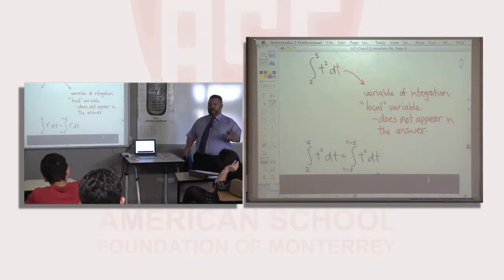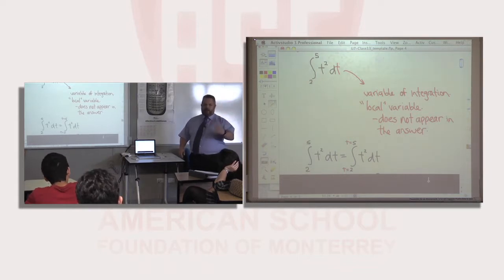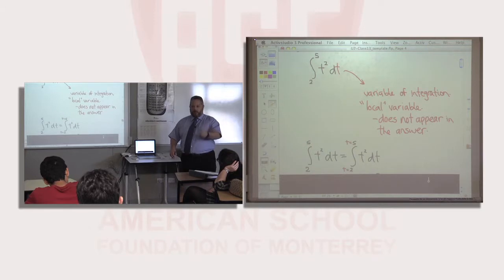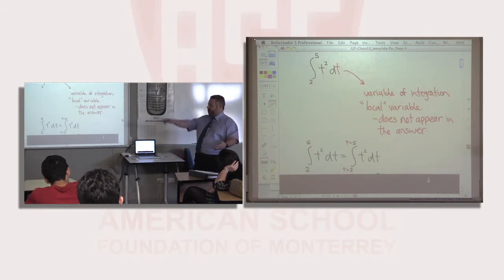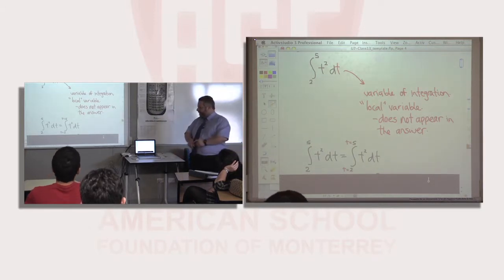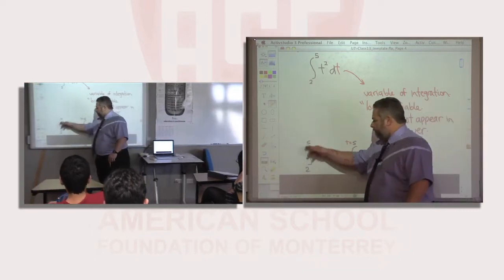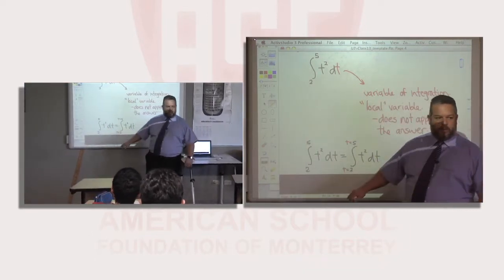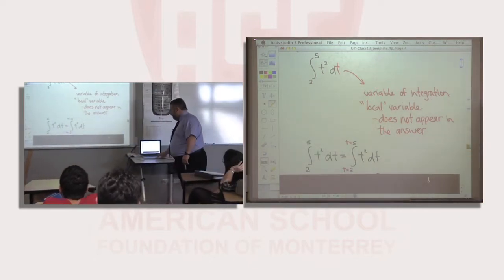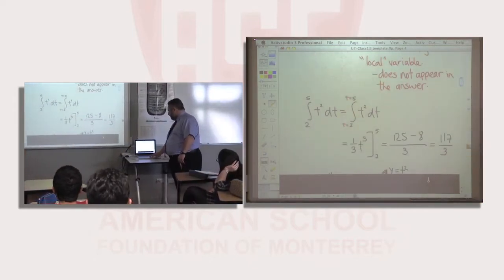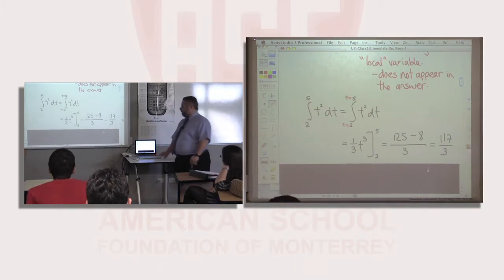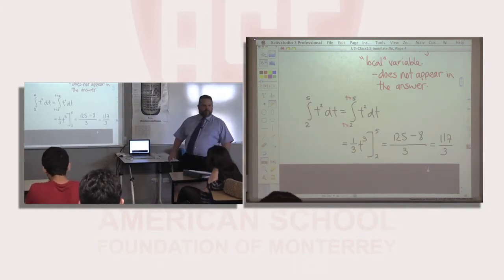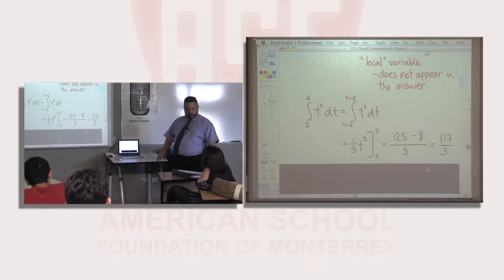It's like saying if I write the square root of x, I don't need the little 2. It's already there. If I want to write log base 10 of x, I don't need the little 10. It's automatically there. The same is true here. That 2 and 5, we know that this means t equals 2 to t equals 5 because this is dt. Okay? And like we just said, we take the antiderivative, we plug in the numbers, we get 117 over 3. Yeah? Piece of cake.